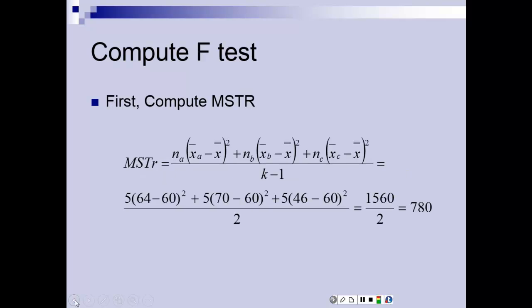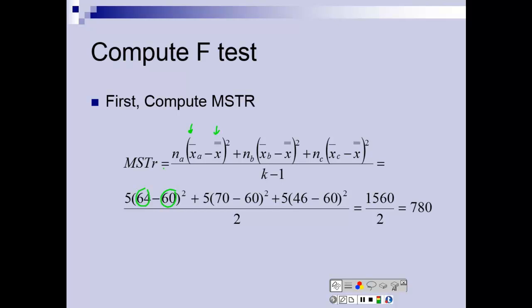Okay, so here's the one that looks messy. I told you we were going to get the difference between each x bar and the mean of the whole group. So you can see on the first one, the sample mean x bar A was 64. The overall mean was 60. I square that difference and multiply it by the sample size of that group. Okay?